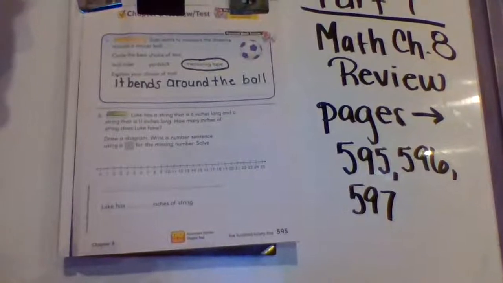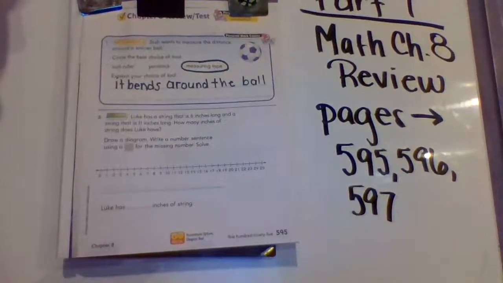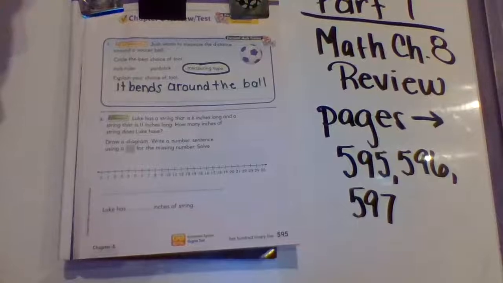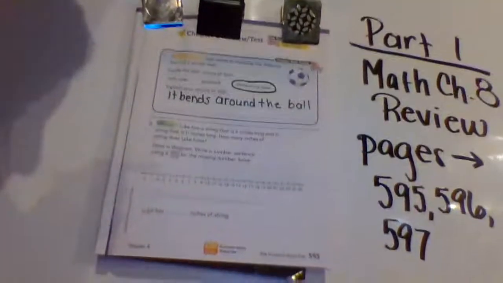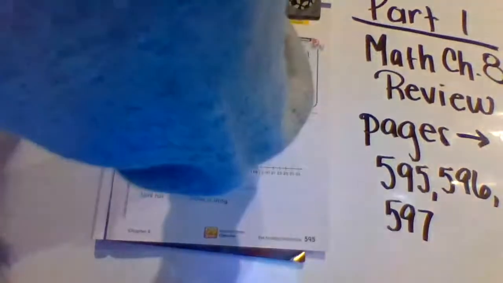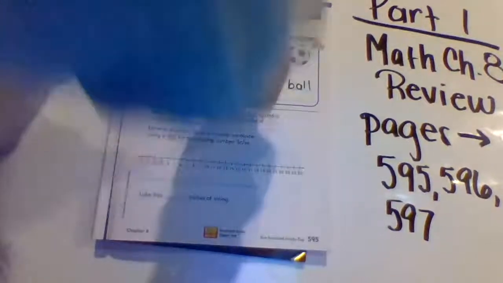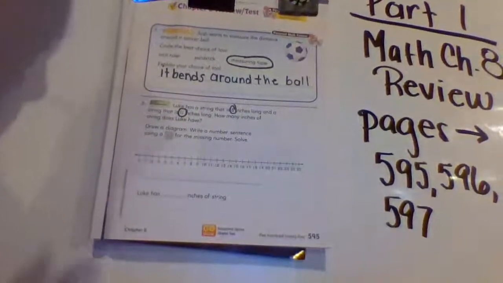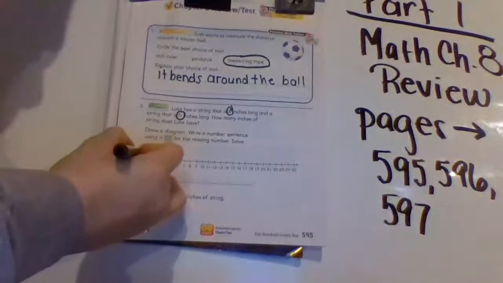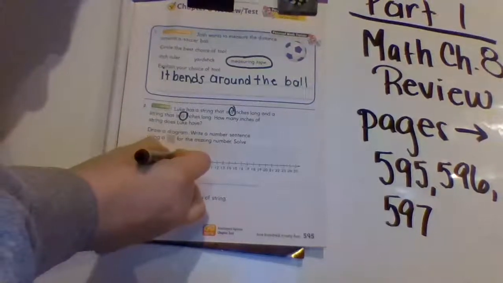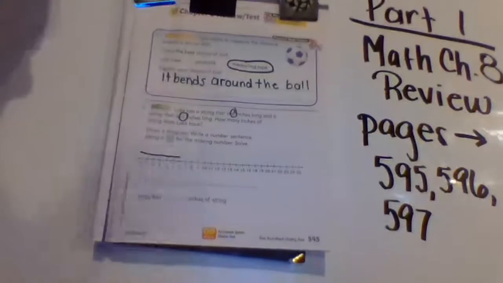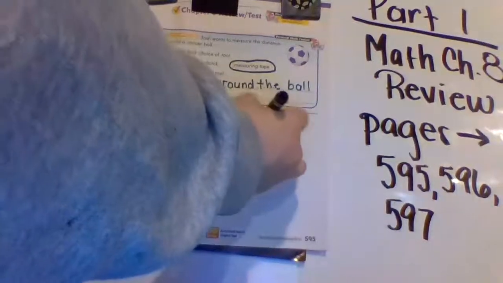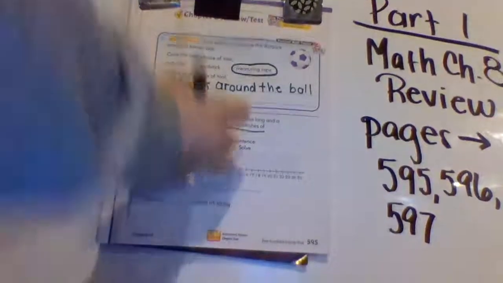All right, number 2. Luke has a string that is 6 inches long and a string that is 11 inches long. How many inches of string does Luke have? All right, so what I'm going to do first, I'm going to circle this 6 and this 11. So he has 2 strings. One string is 6 inches, so I'm going to draw a line from the 0 to 6. And then his second string is 11 inches long. And we want to know how many total inches there are. I'm going to underline that question.